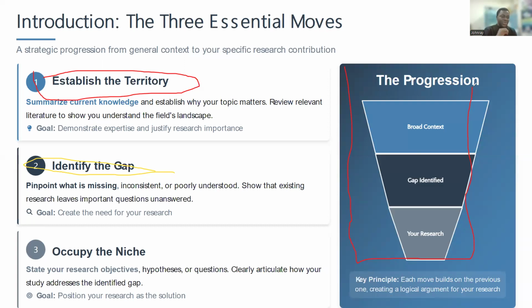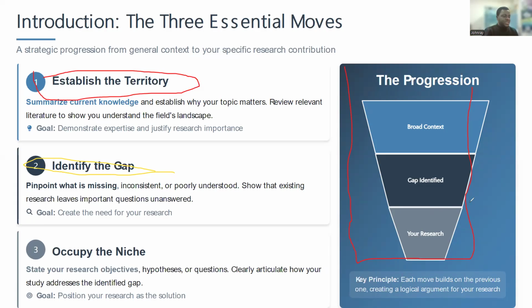Each move builds on the previous one, creating a logical argument for your research. So each one must be built on the other one. So if the knowledge is established, the whole broader knowledge is established. What is missing from that knowledge? You state it, so it should be connected. If they have work here, what is missing? Okay, in this aspect of their work, something is missing here. You don't say something is missing in economics, then you state something from engineering. The two will not be connected, so they must be connected. If it is in economics, it still should be in the economics where the thing is missing and you are trying to fill it in.